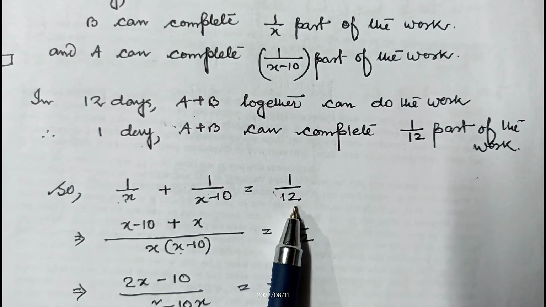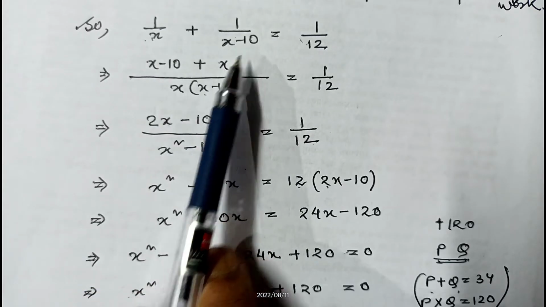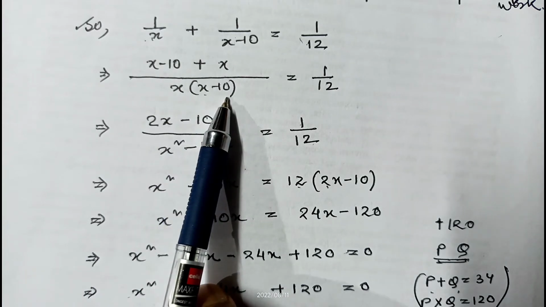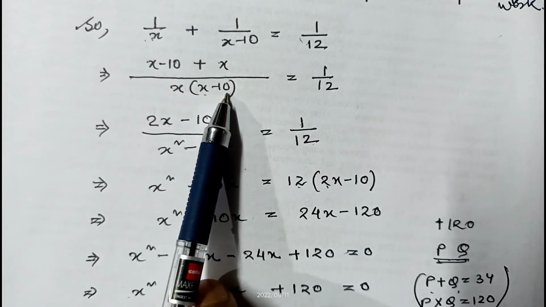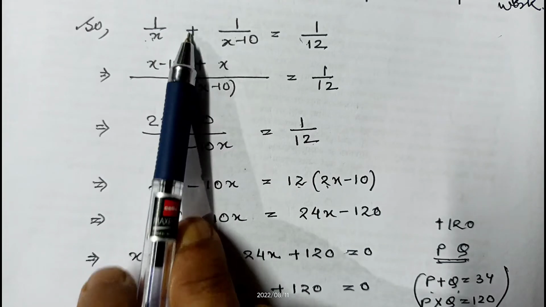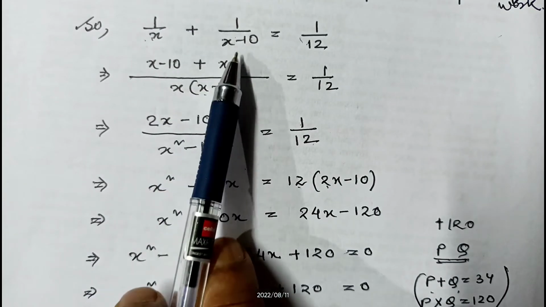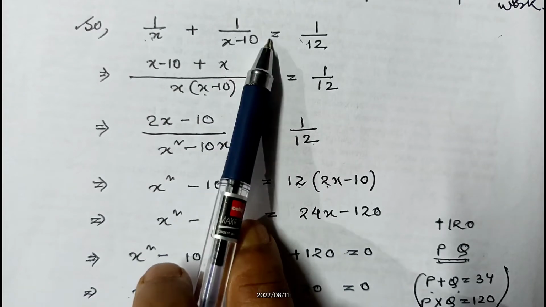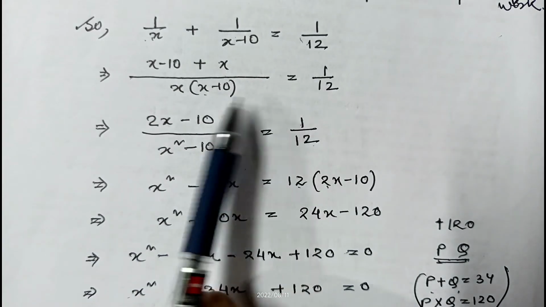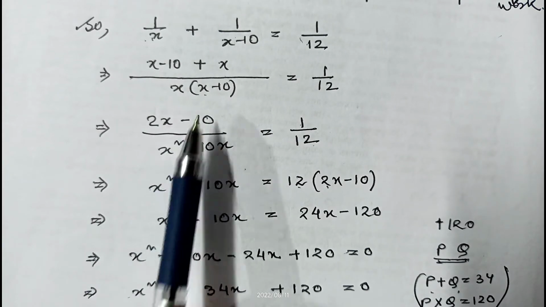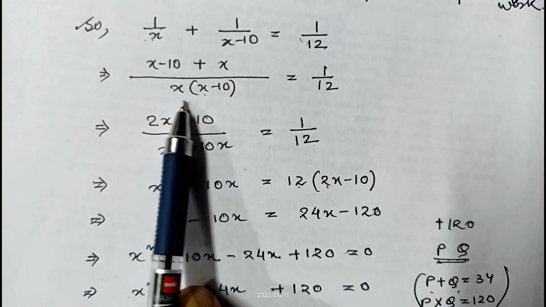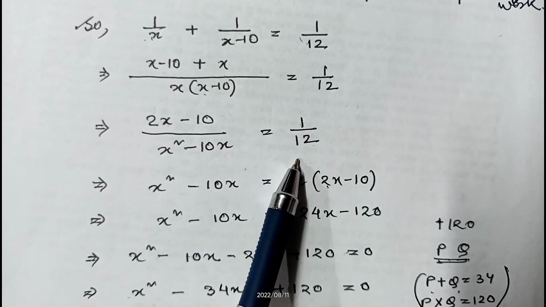The LCM of X and X minus 10 will be X into X minus 10. This LCM divided by X will be X minus 10, so I have written here X minus 10, plus this LCM divided by X minus 10 will be X, equals 1 by 12. Now X plus X is 2X, minus 10, so in the denominator X into X, X square, minus X into 10, 10X, equals 1 by 12.